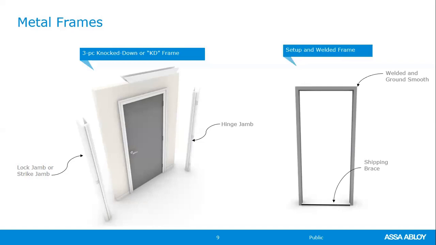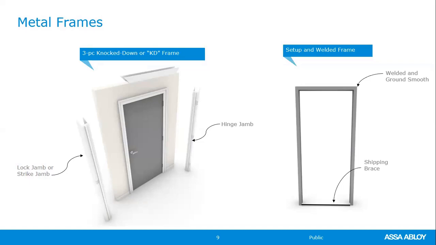And we're going to get into the various intricate details about whether it's KD frame, if it's drywall, or if it's a standard masonry frame KD, or if it's welded. But those are really your two types of designs that you will have. It will come out either KD, three pieces, or welded.